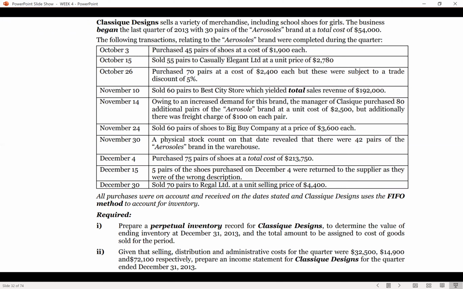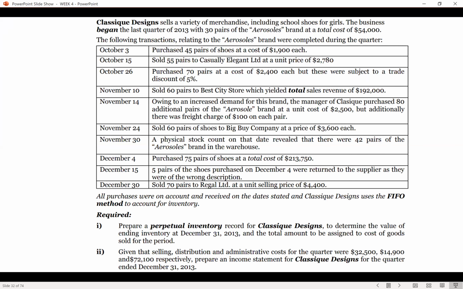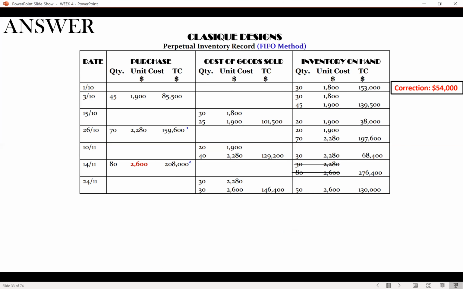On November 30th, a physical stock count revealed that there were 42 pairs of shoes in the warehouse. So let's look back at our inventory on hand, because that tells us at any particular time what the system says we should have. We're seeing here it says 50. But the question says you did an actual stock count. You actually went into the warehouse and counted each box, and you only got 42.